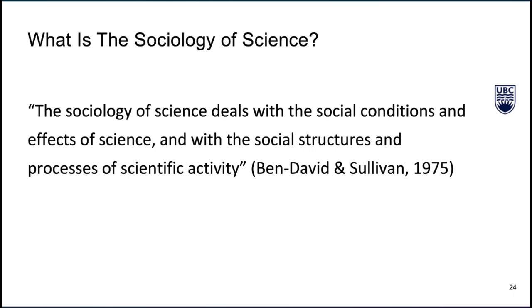As Ben David and Sullivan explained way back in 1975, the sociology of science deals with the social conditions and effects of science and with the social structures and processes of scientific activity. Sociologists of science are interested in a lot of questions, including how did this particular tradition of modern science emerge and become institutionalized? How is science maintained and controlled? How is research organized? And what determines changes in scientific organization? And how are these changes related to research?